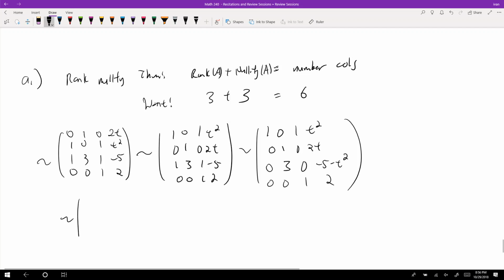All right, continue to reduce. So now we want to zero out this entry. So now we got 1, 0, 0, 0, 0, 1, 0, 0, 1, 0, 0, 1. And this is t squared, 2t. This is negative 5 minus t squared minus 3 times 2t. So minus 6t. And then this is a 2. Okay, so what's true about this that makes us have rank 3?